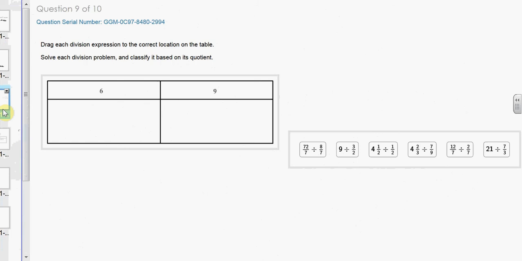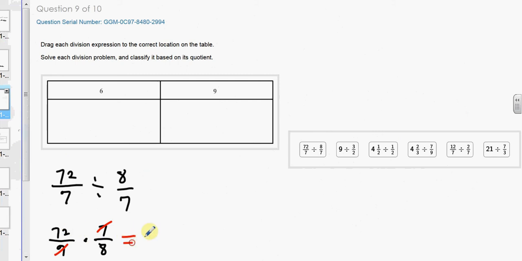Okay. So we're going to take that 72 over 7, that's divided by 8 over 7. Just simplify this: 72 over 7 times 7 over 8. We change the division to multiplication, and we flip the second fraction. So the 7's cancel out, 7 divided by 7 goes out. And then just 72 divided by 8, that just gives you 9, right? So we're going to put that guy in this spot over here. 72 over 7 divided by 8 over 7 is 9.